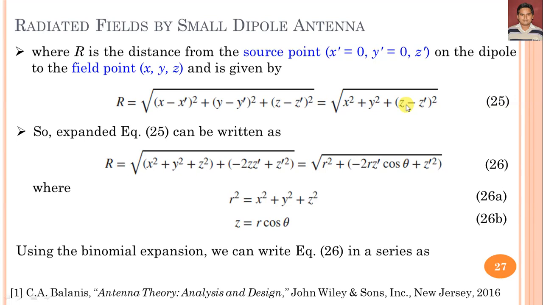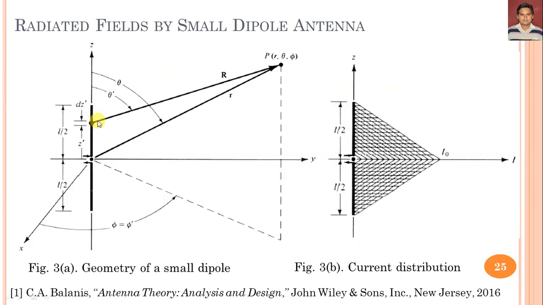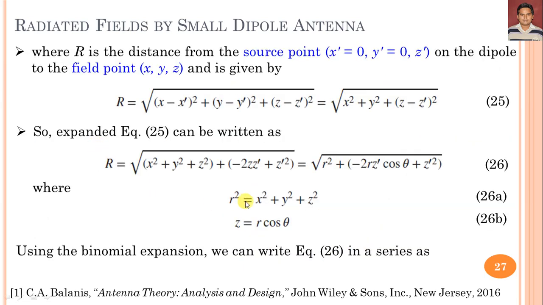So expanding equation 25, it can be written as R equal to root of z minus z dash whole square. We have expanded, then we have calculated this expression, which is equal to r square minus 2 r z dash cos theta plus z dash square, where r square is equal to x square plus y square plus z square, and z equal to r cos theta, and this can be easily calculated from the figure. Here this is the angle theta. When we draw one vertical line, this angle is theta. So this length is r. r is the source to the observation point distance, and the angle is theta, so z is equal to r cos theta.